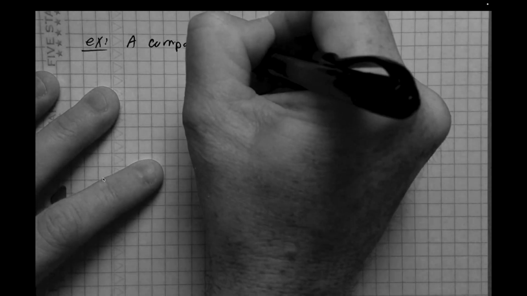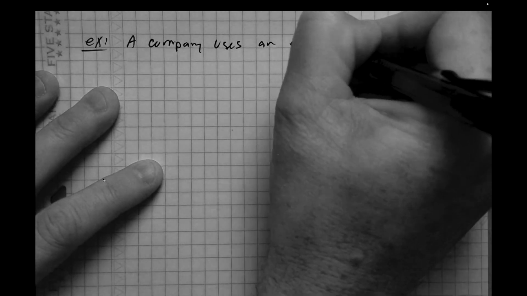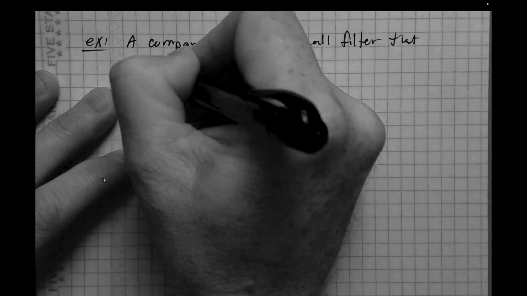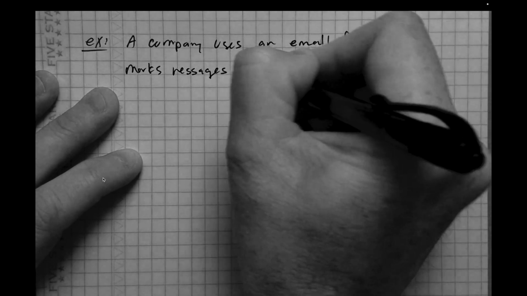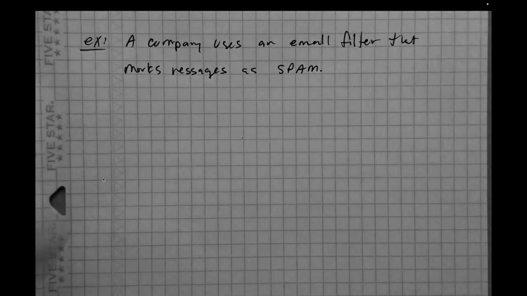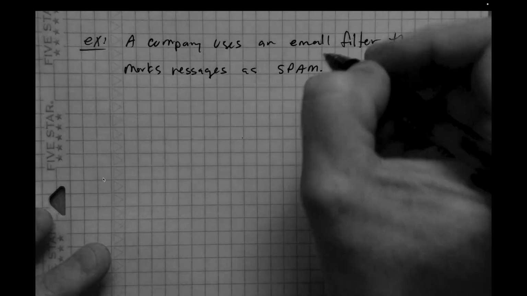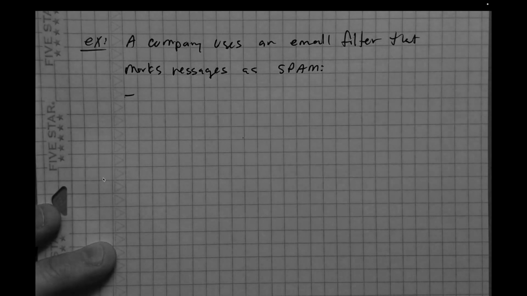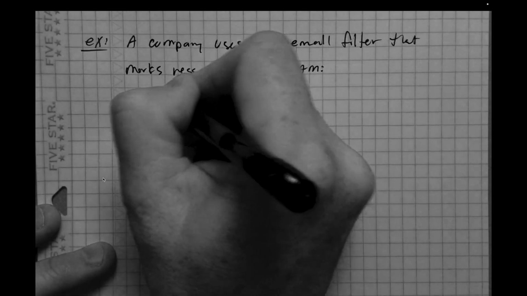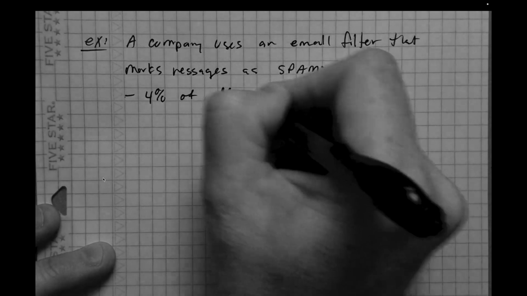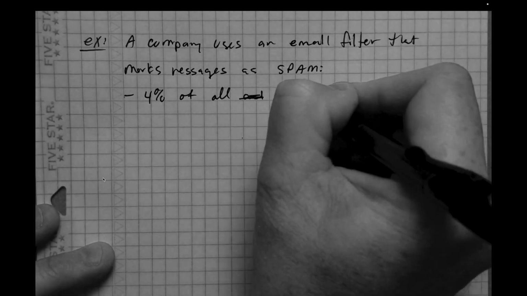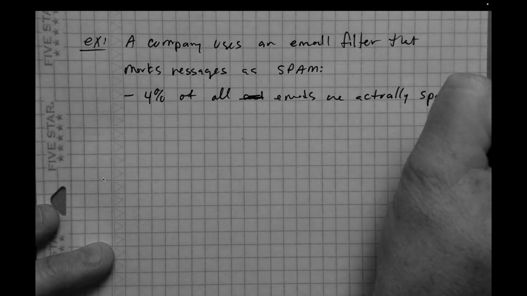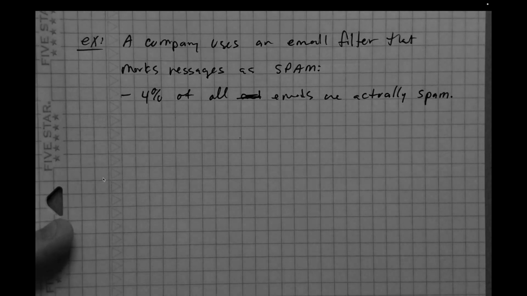A company uses an email filter that marks messages as spam, right? So an email comes in, it hits the filter, and the filter makes some determination. So what does the filter end up doing? So 4% of all emails are actual spam. That's to start out with. Okay, so that's like the truth of the matter, right?